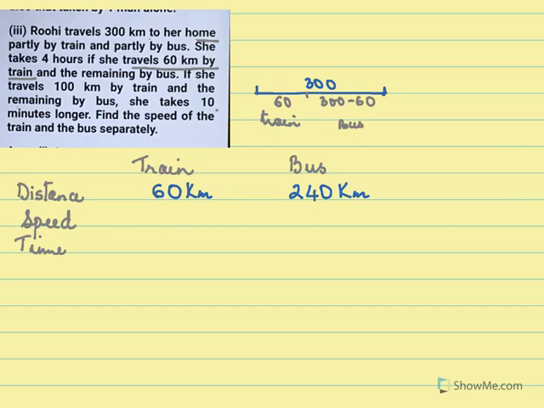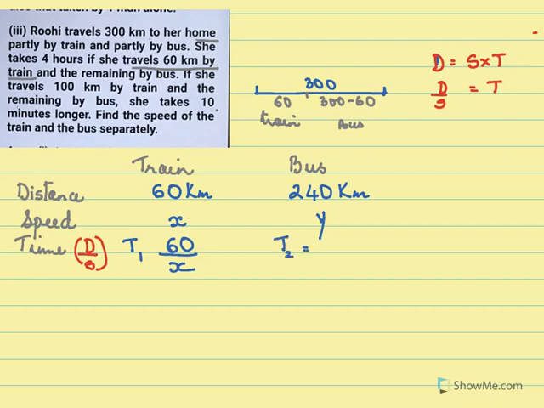We'll take the speed of the train as x and the speed of the bus as y. Now we know distance equals speed into time, so time will be distance over speed. So the time for train will be distance of the train, that is 60, over the speed, that is x. We call it time 1. And the time traveled by the bus is also distance over speed. So for the bus, distance is 240 and the speed is y. We call this time 2.